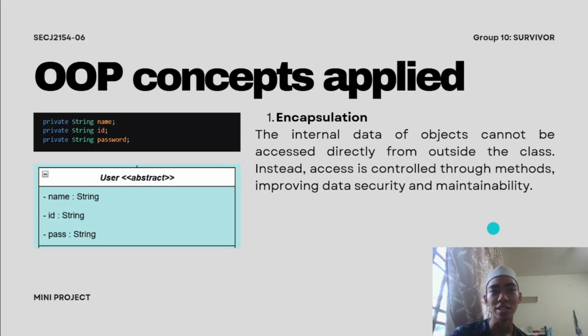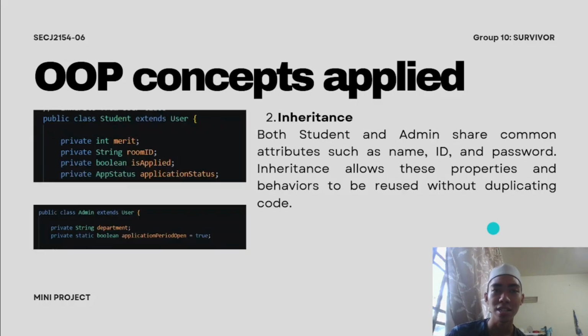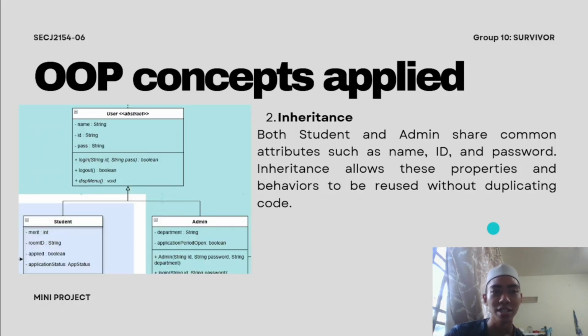So next we go to the OOP concepts that we apply. First we have encapsulation, which is private. Basically, the internal data from an object cannot be accessed directly from outside the class. And the next concept we have is inheritance, which means in this visual we see the student and admin share common attributes such as name, ID, and password. This is from the class diagram.